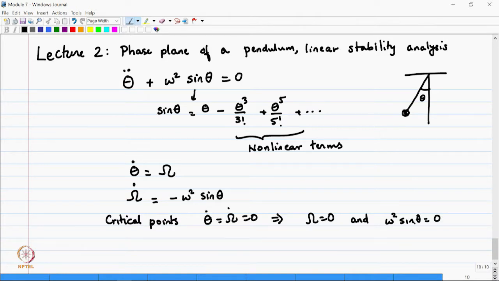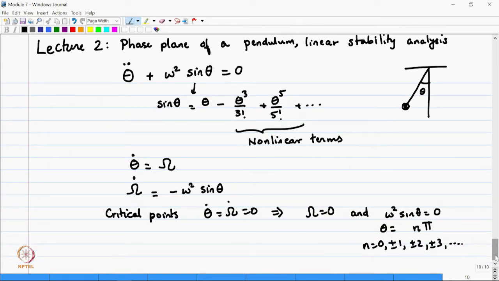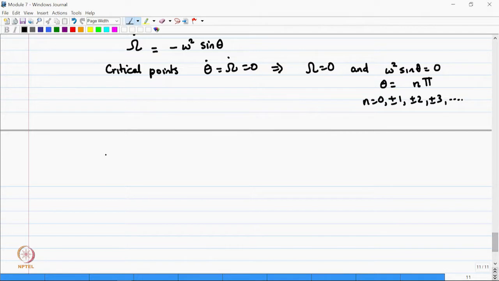Now, omega square sin theta equal to 0 implies sin theta equal to 0, or theta equal to plus minus n pi, where n equal to 0, plus minus 1, plus minus 2, 3 and so on. So, these are the critical points: omega equal to 0 and theta equal to plus minus n pi. So, it can be 0, plus pi, plus 2 pi, plus 3 pi, minus 2 pi, minus 3 pi and so on.